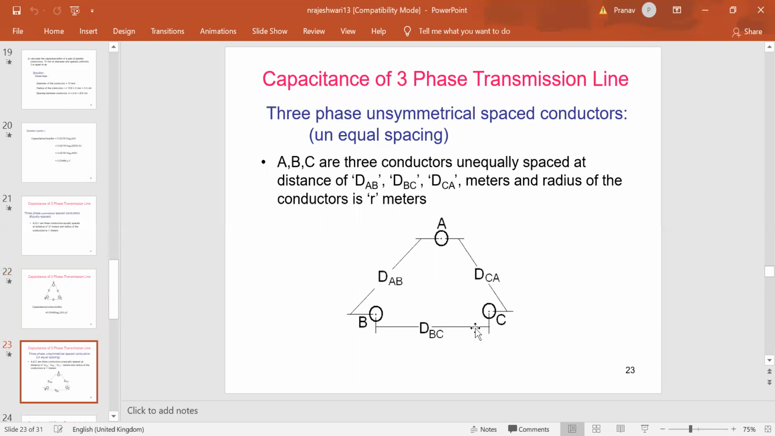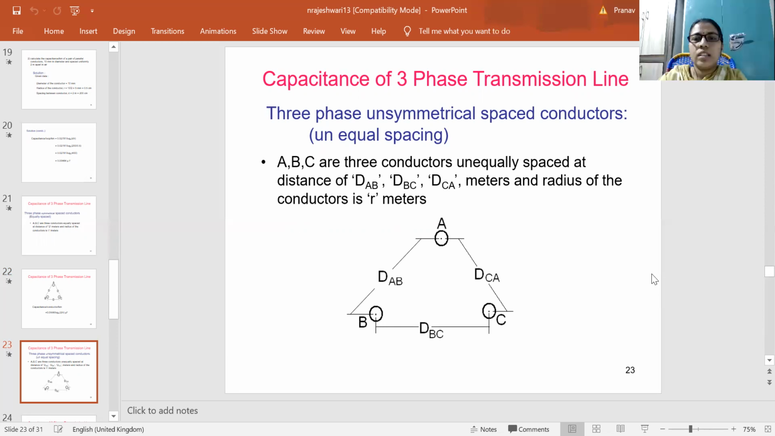Coming to the three-phase transmission line with unequal spacing of conductors. A, B, C are the three conductors unequally spaced at distances of DAB, DBC and DCA meters, and the radius of the conductors is small r meters. So these are the three conductors with unequal spacing, DAB, DBC and DCA.